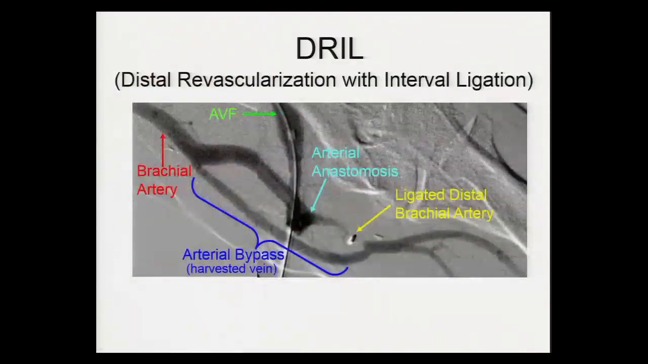So the classic surgery that we see is called DRIL, distal revascularization with interval ligation, where the artery is ligated. This is the arterial anastomosis. This is where the artery is connected to the vein. The artery is ligated, and there's a graft that connects the proximal artery to the distal artery, and that prevents retrograde flow into the fistula from the artery.